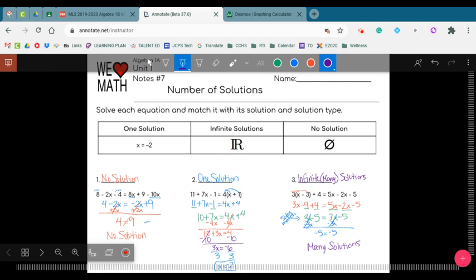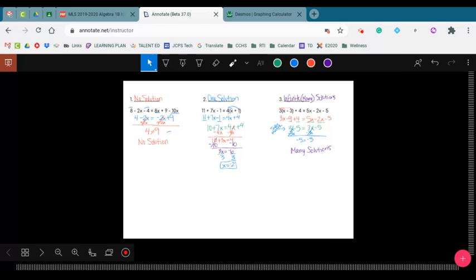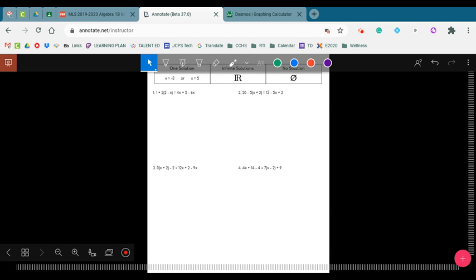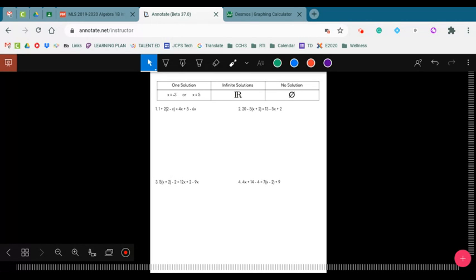So that is what we are talking about today. So it's kind of review, but then we're kind of introducing something new. Okay, going on to the next page, we have 4 problems we're going to do. So we're going to have 2 that are one solution, 1 that's infinite, and then 1 that's no solution.